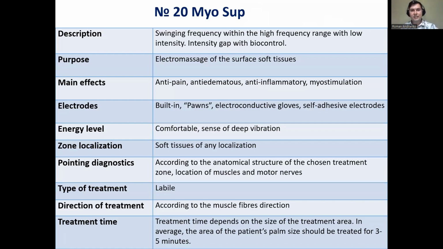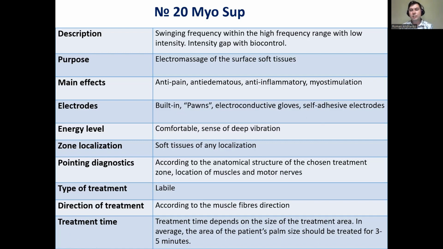Number 20, Myosup. This is an electromassage of the surface soft tissues. And technically, this is a swinging frequency with the high frequency range with low intensity, and intensity and gap are changed automatically. The main effects include anti-pain effect, anti-edematous, anti-inflammatory effect, and the effect of myostimulation. Any kind of electrodes, comfortable energy level, soft tissues of any localization.